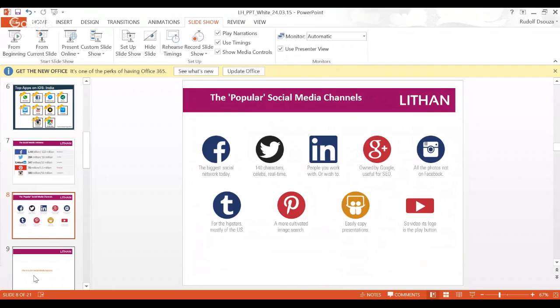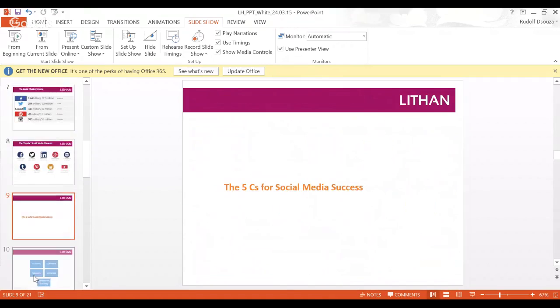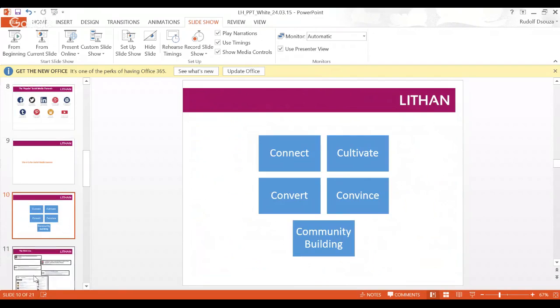There are a lot of brands who have gone beyond the use of Facebook and have used social media in an effective manner. Before we take a look at examples, let's take a look at the strategy that you should follow for social media success. I call this the 5 C's of social media success. What are the 5 C's? The 5 C's are connecting with your target audience, cultivating a relationship with your target audience, getting them to convert. Once they have started using your product, convincing them to write a review. And all of this is accomplished when you communicate using the concept of community building. Let's take a look at all of these C's in detail.